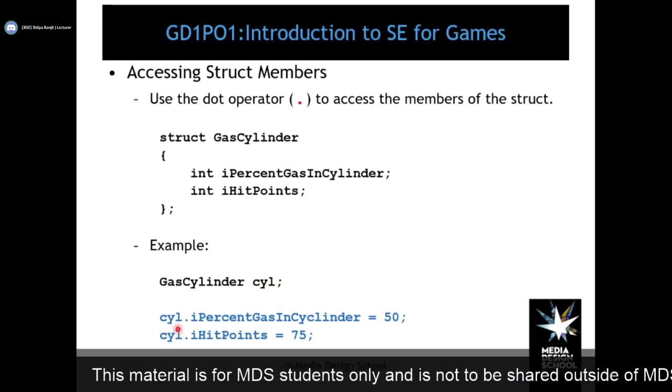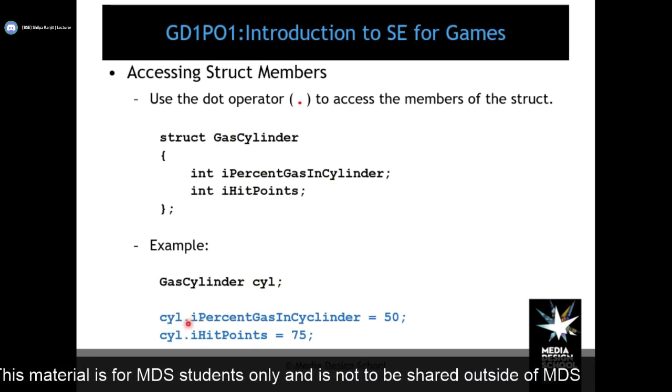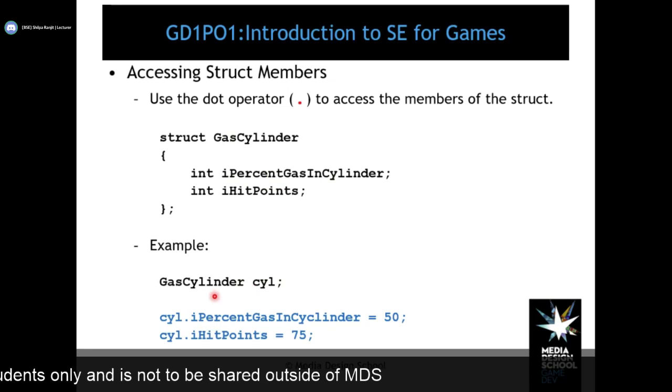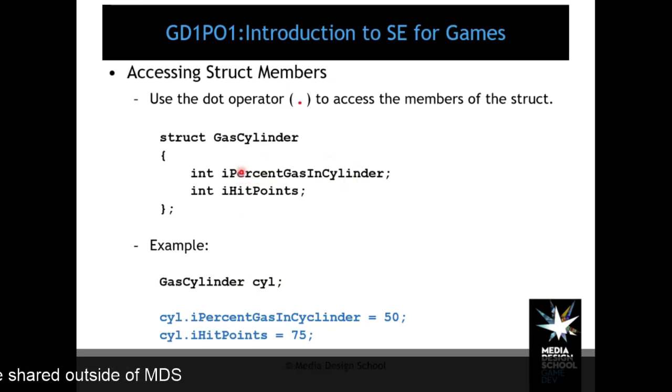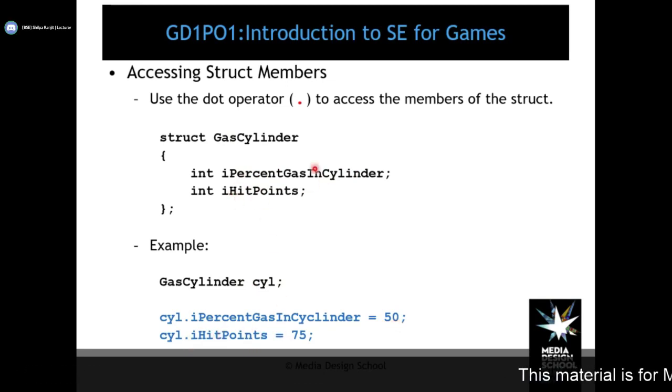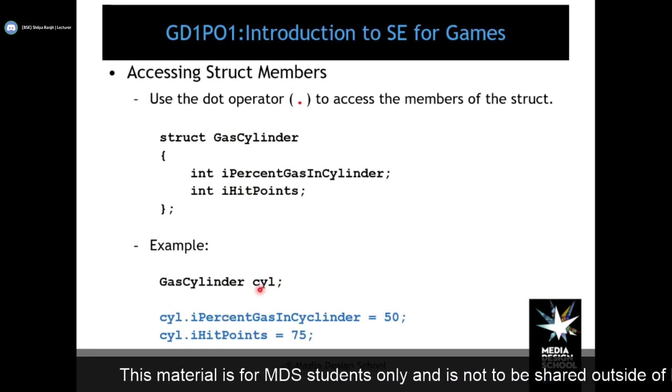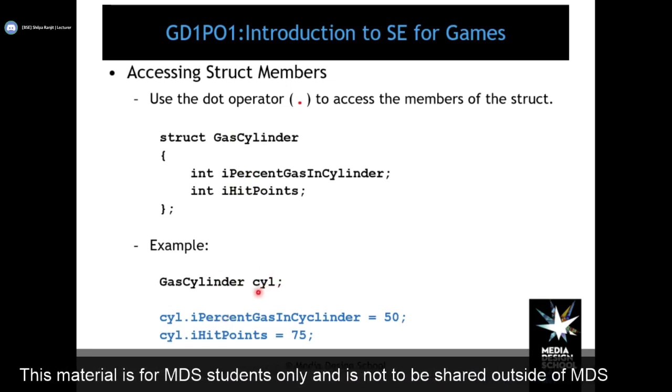So this is like cylinder dot percentage gas in cylinder, and cylinder dot hit points is equal to 75. So that's the second data. You can see how we have used the dot operator to access each of the data. And this data can only be accessed using the object name. Remember that.